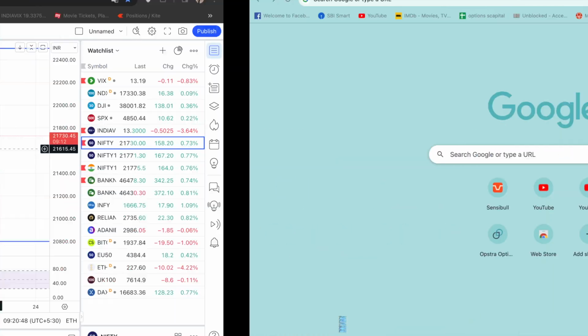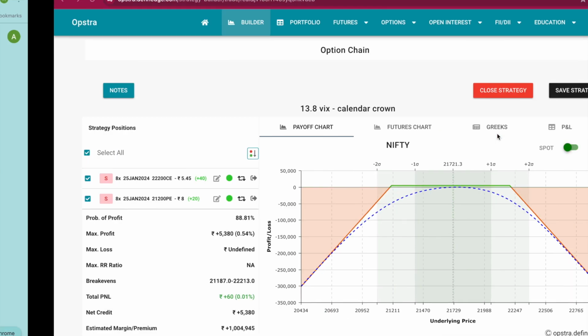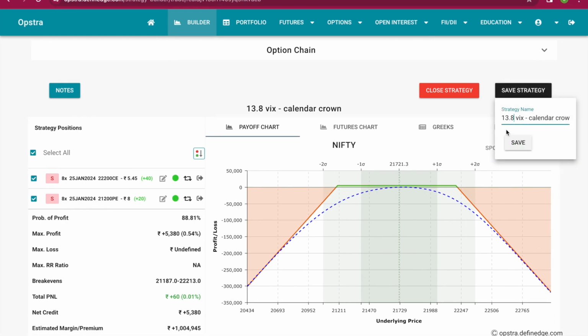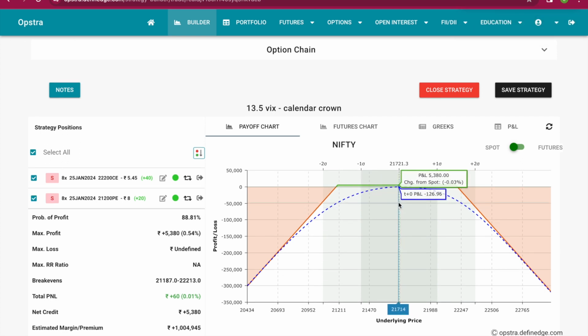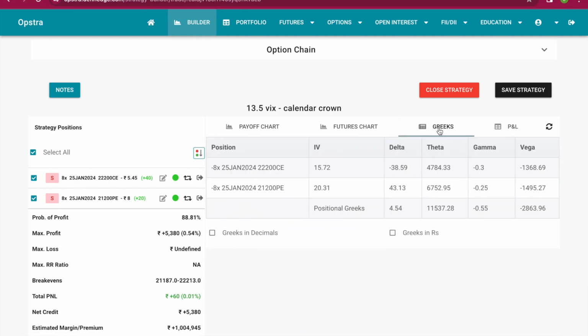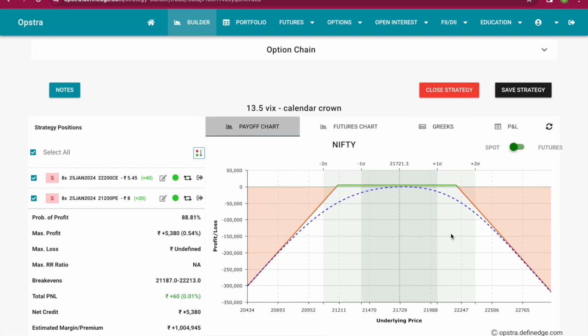What is our effective VIX? Let's just check. It is 13.4. Okay, our effective VIX will come down to 13.5 somewhere. So this is the center. Now the max PNL that we can achieve from here is 0.54% or 5,000 rupees. So let's just wait and watch how the market travels, and then we can decide what to do with it.